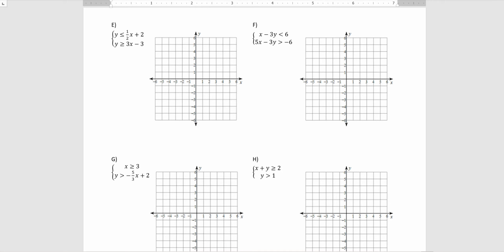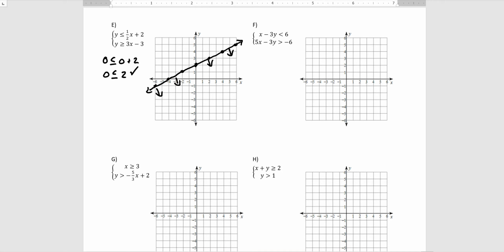All right, let's check in with you here. Looking at letter E, y is less than or equal to 1/2 x plus 2. 2's right there, slope of 1/2, up 1, right 2, up 1, right 2, up 1, right 2, down 1, left 2, down 1, left 2. Solid or dashed line? Hopefully we drew a solid line since this is less than or equal to. When I plug in 0, I get 0 is less than or equal to 0 plus 2. Is 0 less than or equal to 2? Yes, it is. So this one will shade toward 0, 0.